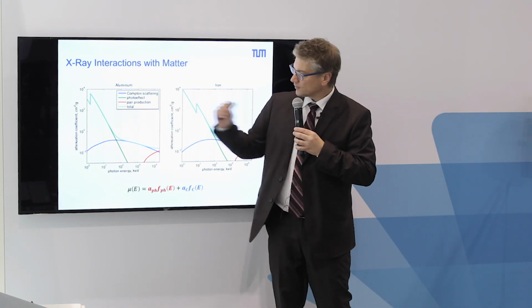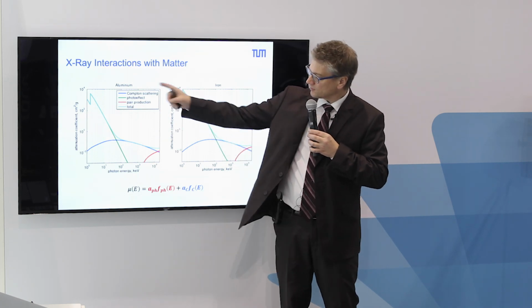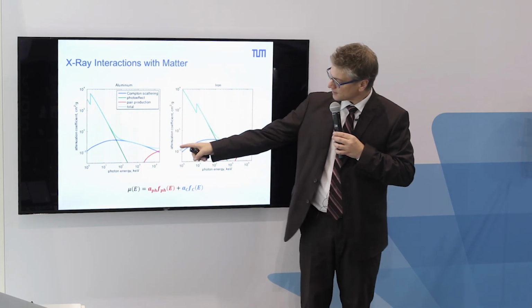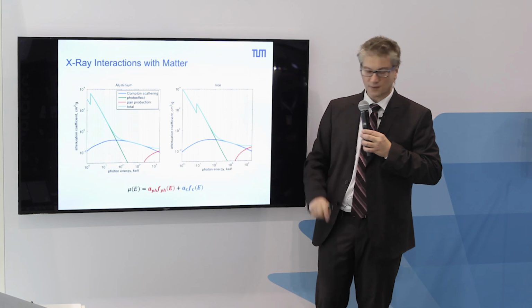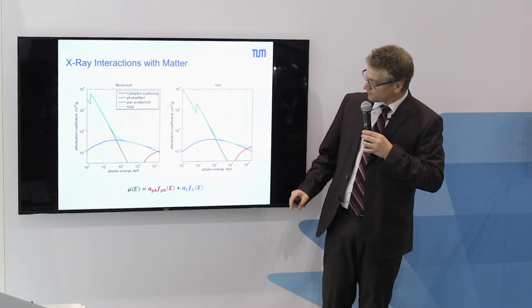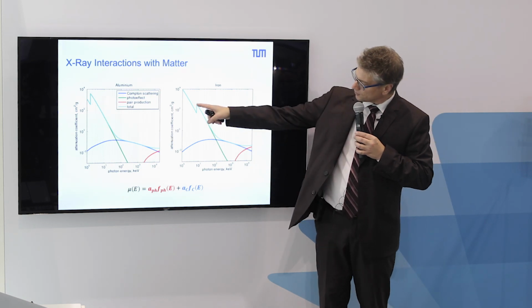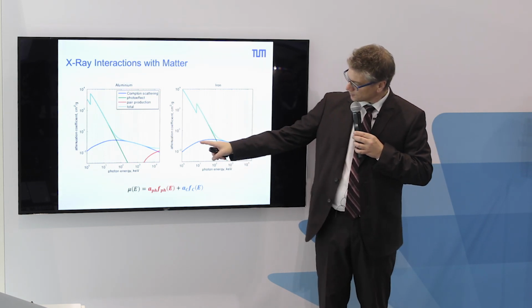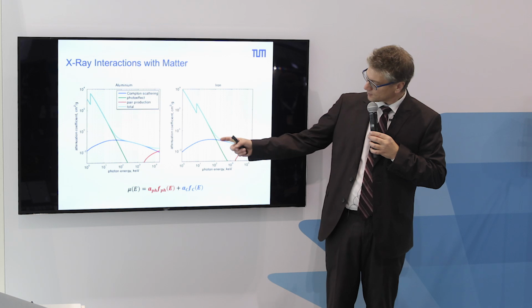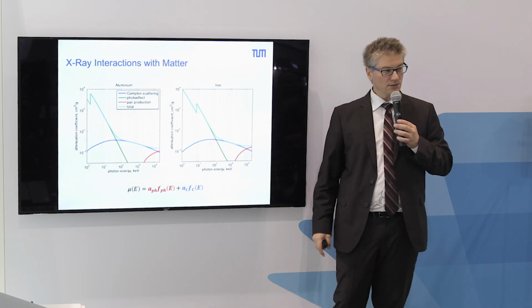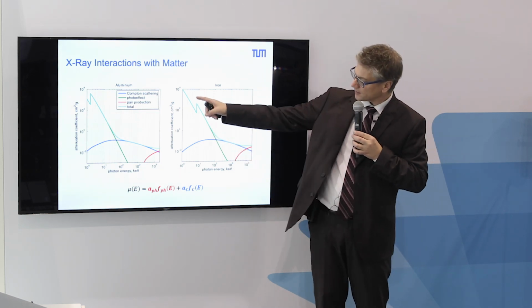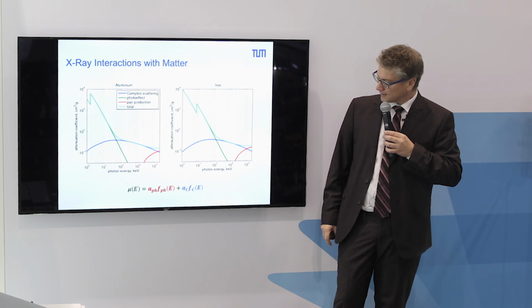If we look at these two plots, aluminum and iron on the right, the attenuation coefficient is plotted as a function of energy, and you see that the total curve might look like this, but you have the different contributions. This is the photo contribution, this is the Compton effect, and the Compton is relatively flat in this energy region, whereas the photo falls off very quickly.